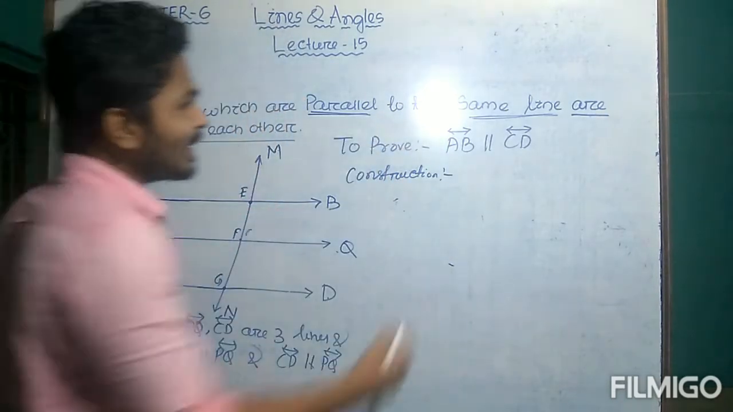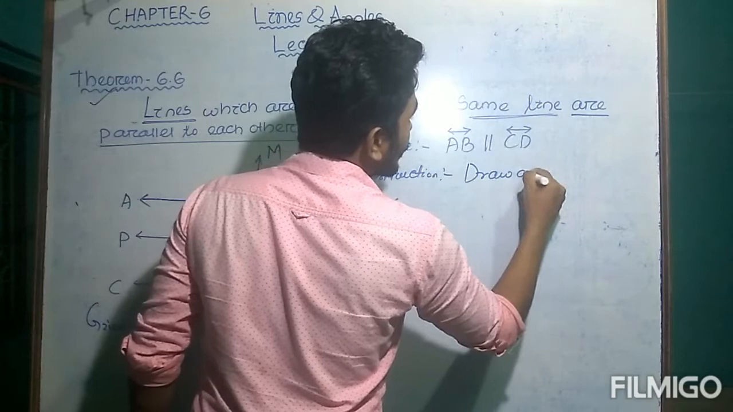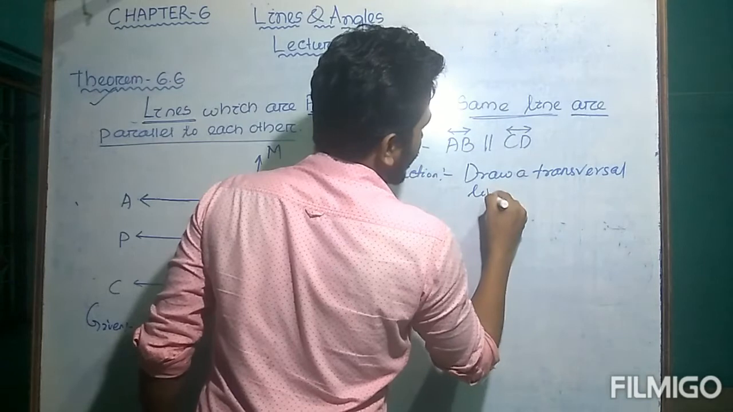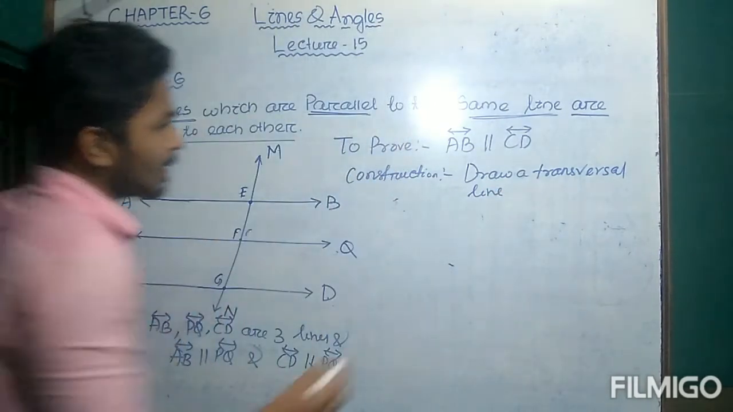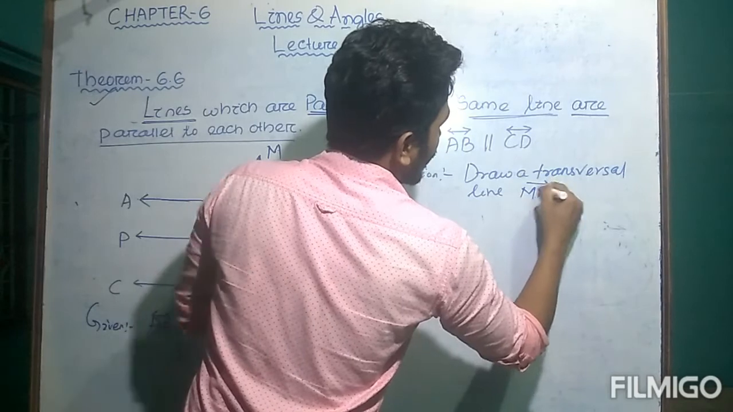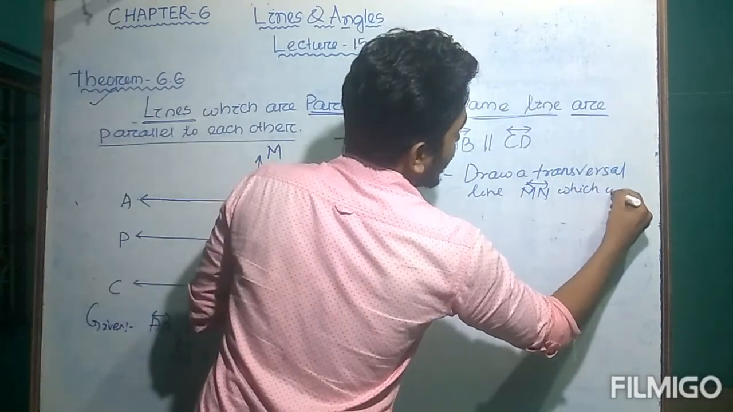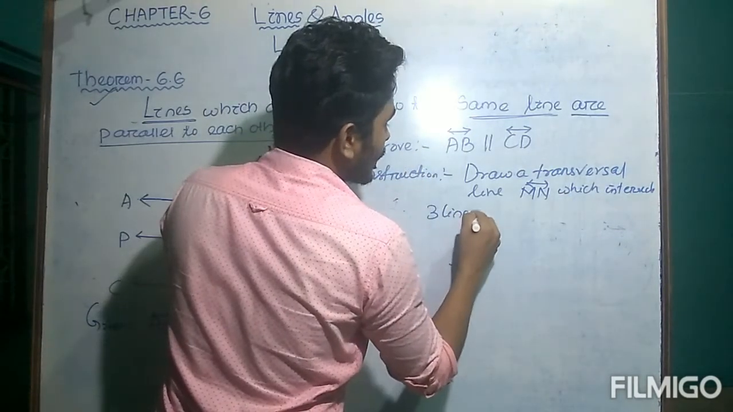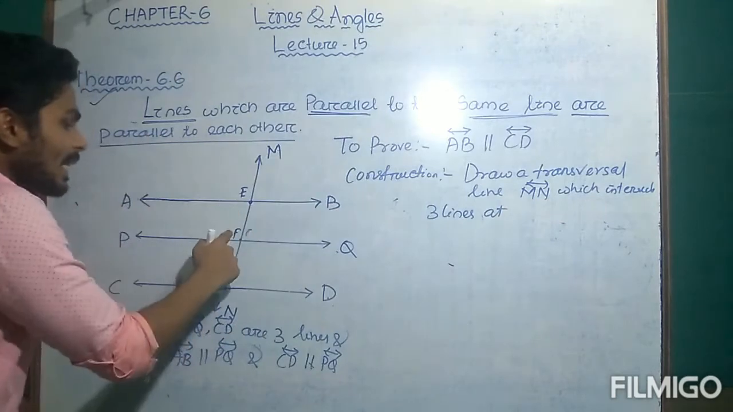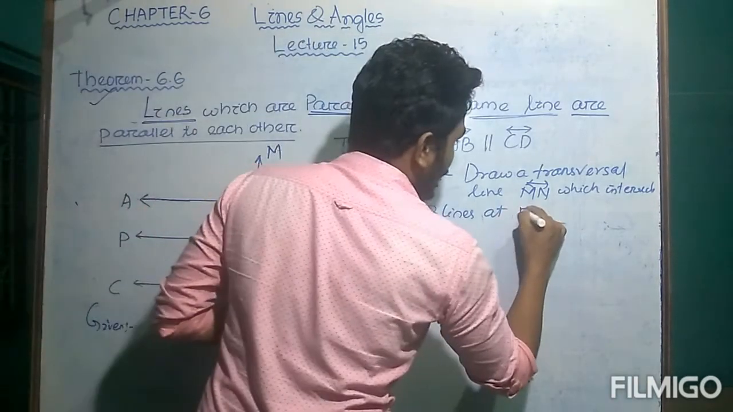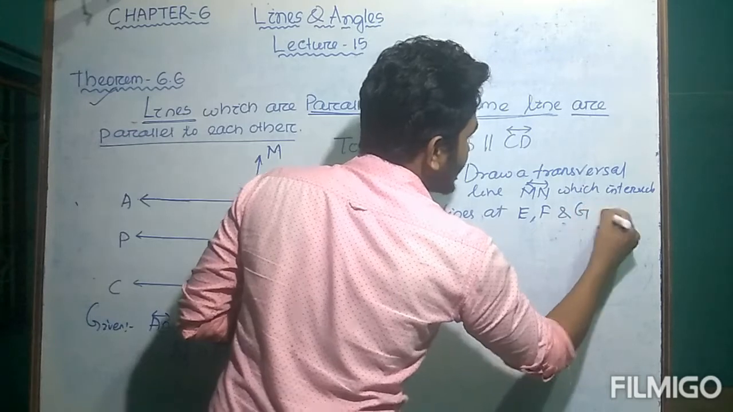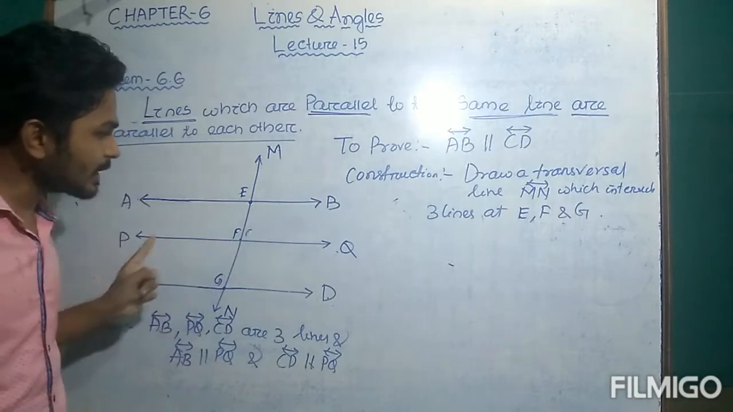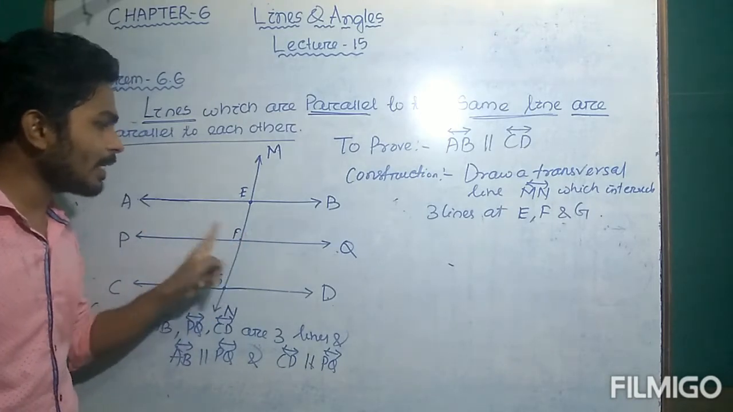So in the construction section, you have to write: Construction. Draw a transversal line MN which intersects the three lines at points E, F and G. This is the construction. This is a transversal line which intersects these three lines at three distinct points E, F, G.